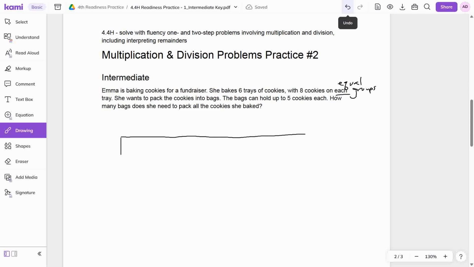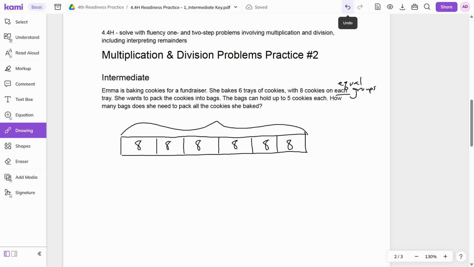Let's draw a bar here. It's going to be my first strip in my strip diagram. And I want 6 trays, so I'm going to cut it in half, and then cut each half into thirds. So I've got 6 equal parts, with 8 on each. So I'll get 6 groups of 8. I know that multiplication fact, that's 6 times 8. I'll write it like this: 6 times 8 equals 48.